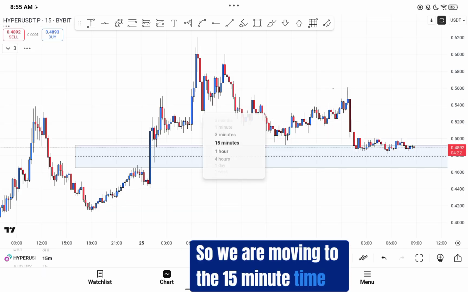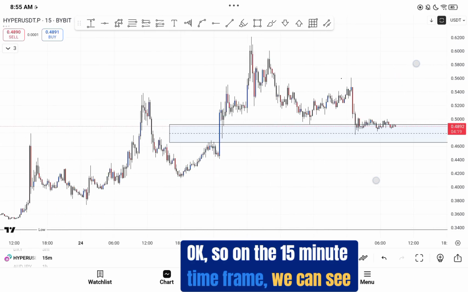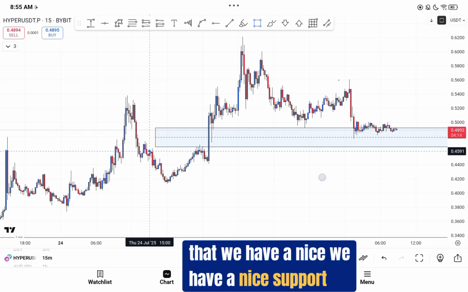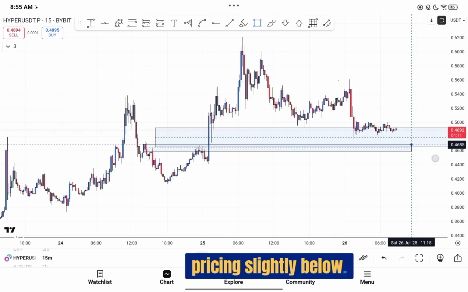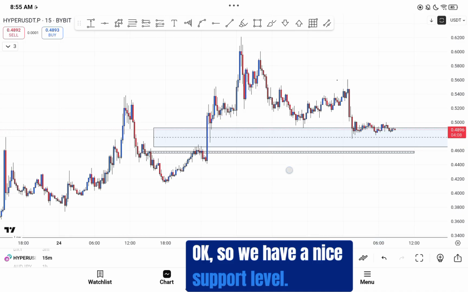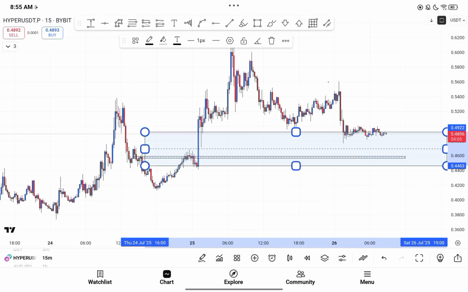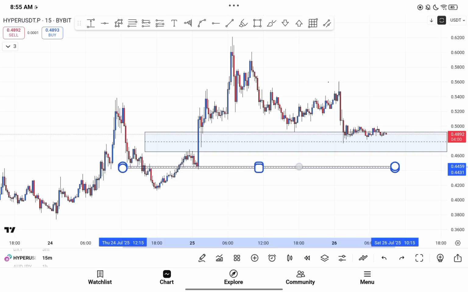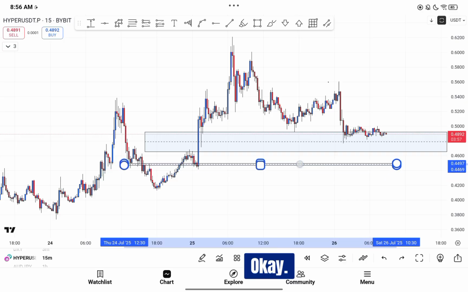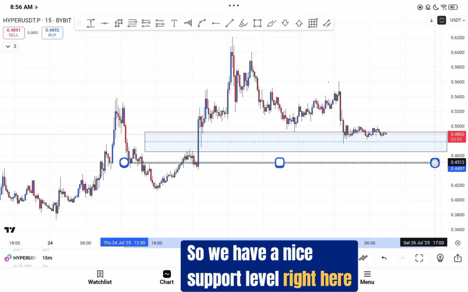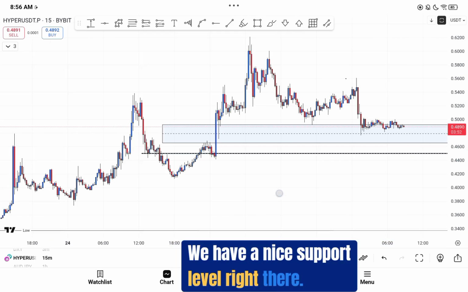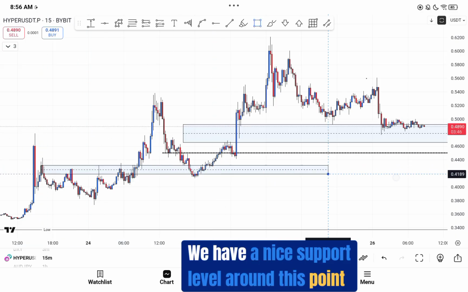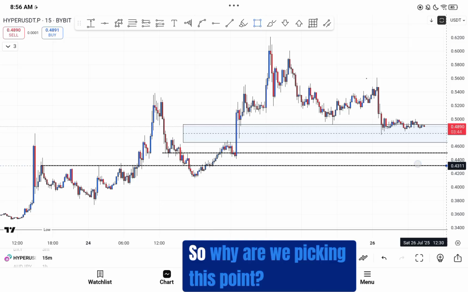So we are moving to the 15-minute time frame right now. Okay, so on the 15-minute time frame, we can see that we have a nice support level around this pricing, slightly below. We have a nice support level at this point. So we have a nice support level right here, and also we have another support level around this pricing here. We have a nice support level around this point here. So why are we picking this point?